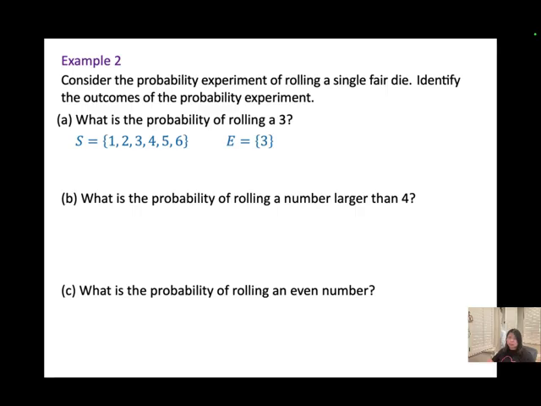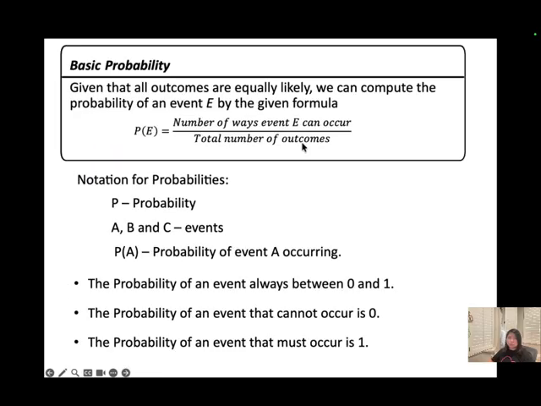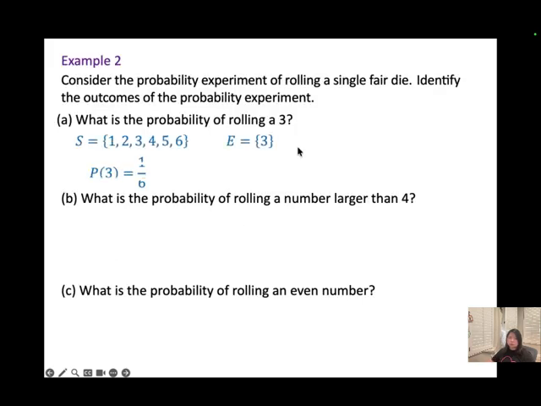Now, calculate the probability. Probability of 3, that will be 1 over 6. Okay, one more time, look at the basic probability formula: number of the ways event E can occur over total number of outcomes. So we do have a 1 E here, and then we do have 6 outcomes. So that will be 1 over 6.